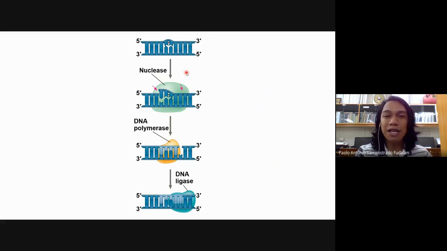So usually, if you can remember, what is this error? The one that I'm encircling right now. Usually, which DNA nucleotide will get the errors? Is it the one with adenine, with thymine, with cytosine, or with guanine? Anyone?